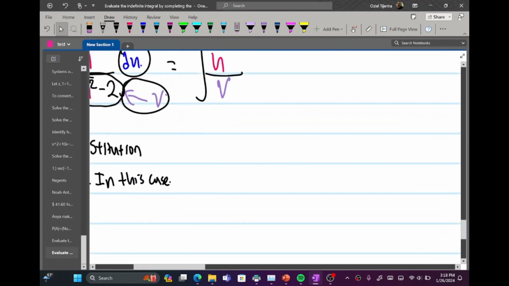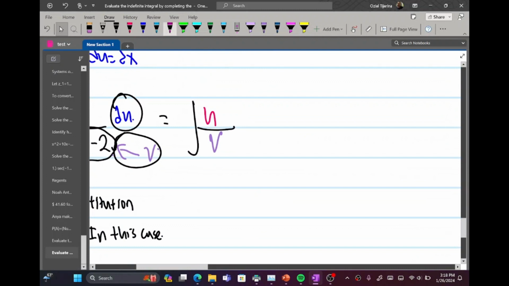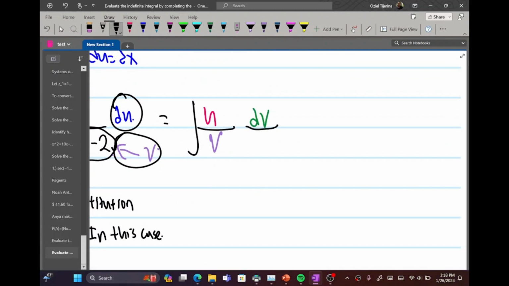I know this is a lot, and I apologize. This is really difficult. And it's going to be over 2u. Okay, so it's going to look like this. Now, we know that we have everything in terms of v at this point, because the u will cancel out, so this is going to equal the integral of dv over 2v. So it's going to really be like this.